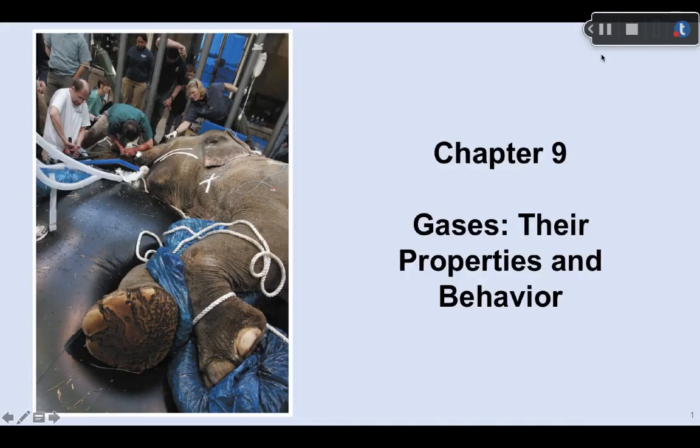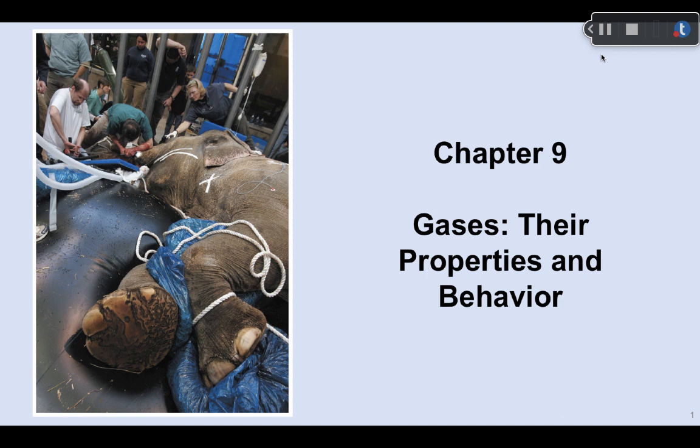Time for some discussion about gases, their properties and behavior. Talk about an interesting photograph. There is an elephant who is apparently experiencing some distress, and veterinary assistants are attending him. And can you imagine what it would take to anesthetize one? Well, that would require some skill and knowledge with gases and their various behavior properties.